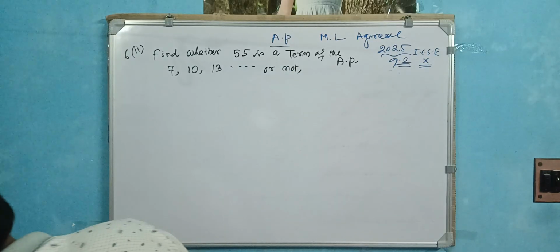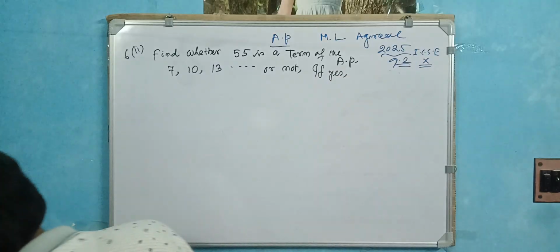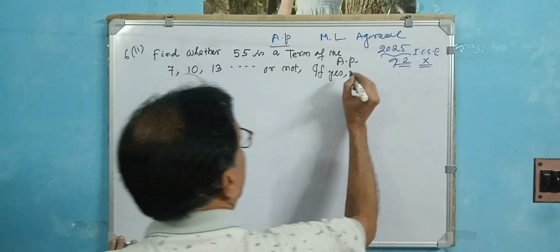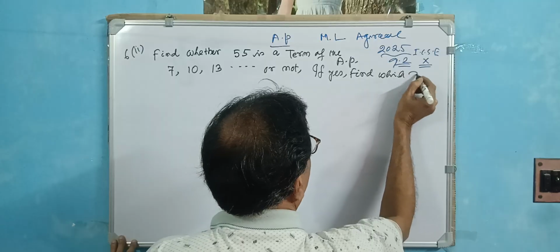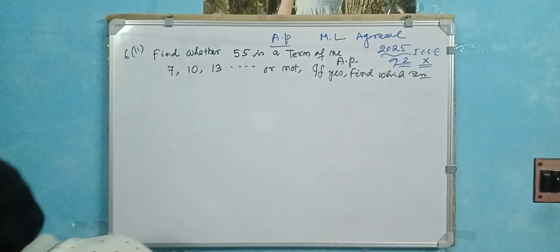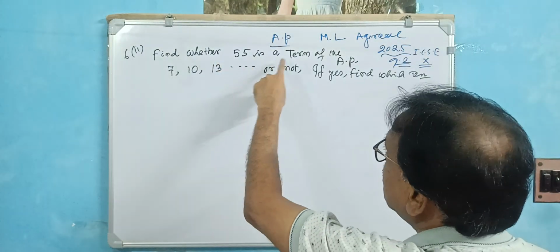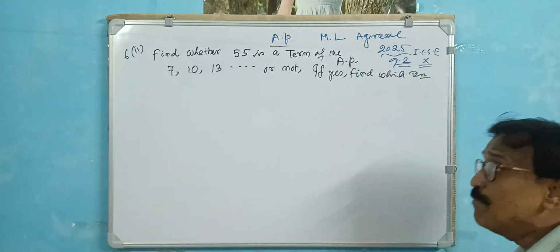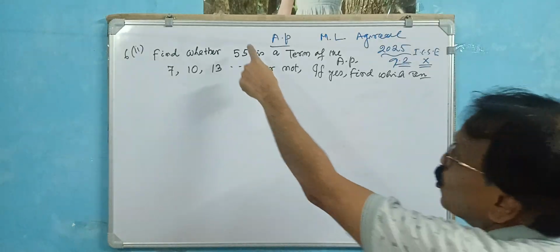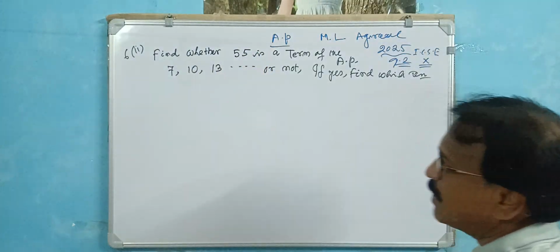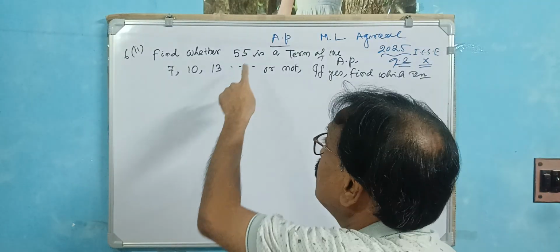If yes, find which term. What is the question here? Find whether 55 is a term of the following AP: 7, 10, 13, continuing. So does 55 belong to this AP or not? If it belongs, which term is it? 55 belongs to which term?